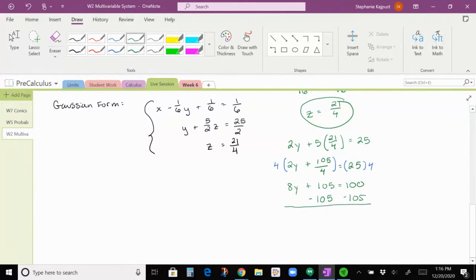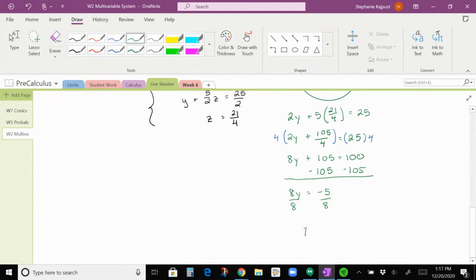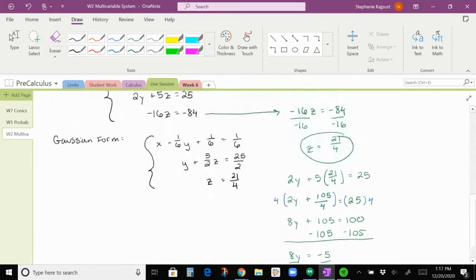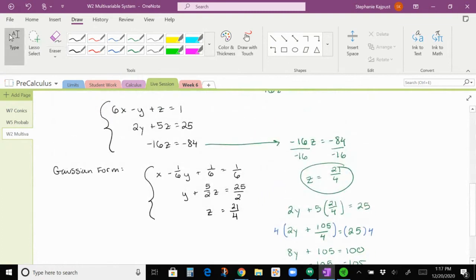So we'll solve for y. We'll subtract 105, 100 minus 105. Get 8y = -5. And then divide both sides by 8. And we get y is equal to -5/8. So now we have found z, we have found y, and so now we want to plug it into our first equation so that we can solve for x.